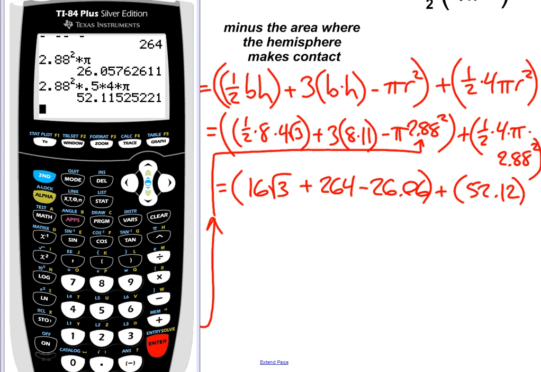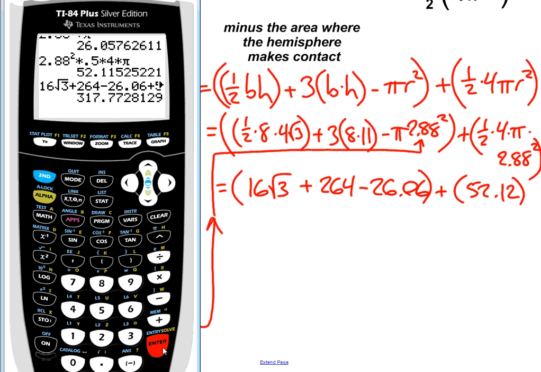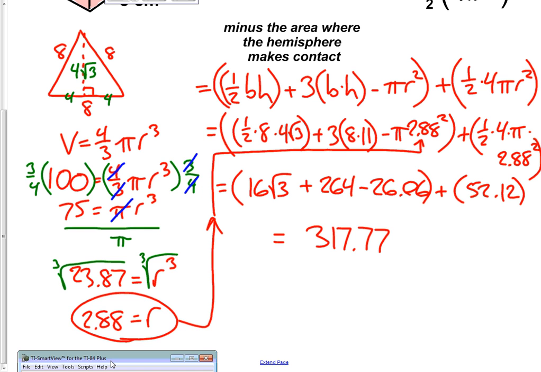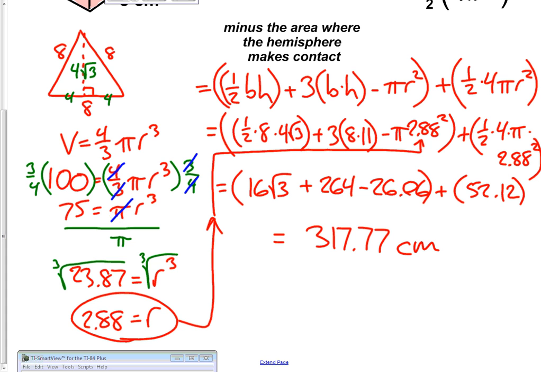Let's see what we have here now. 16 square root of 3 plus 264 minus 26.06 plus 52.12. And unless I've made any mistakes along the way, we have a surface area in the ballpark of 317.77. And then our units of measure were what? Centimeters squared.